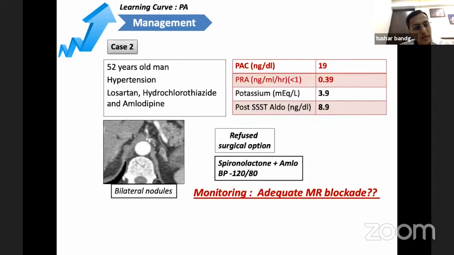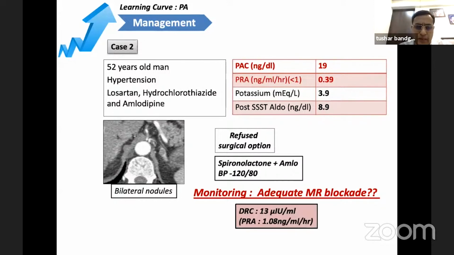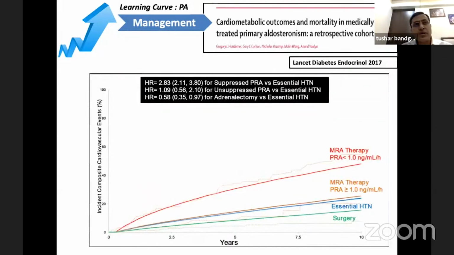So let's look at how we really optimize patients with bilateral disease who require mineralocorticoid blockade. So this was a patient who was put on spironolactone and amlodipine, and after starting that, renin was done. Renin was kept in the higher range or in the normal range. That's what has been advocated when we try to treat patients with mineralocorticoid receptor blockade.